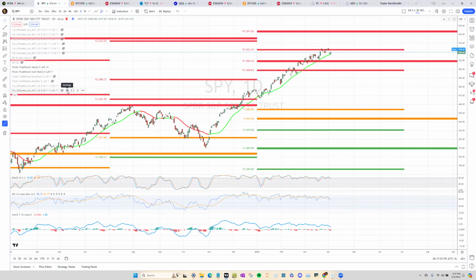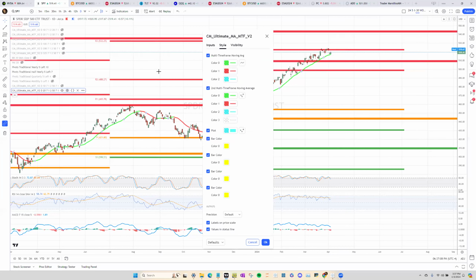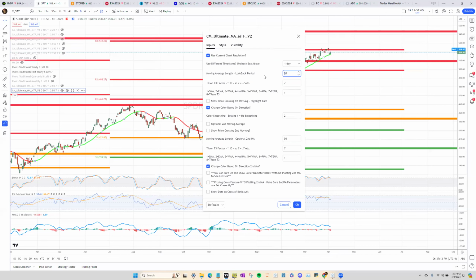So I like a slightly different version. I'm going to settings. I'll just show you how, as an example. Inputs: I'm going to start with the 10 MA instead of the 20, so just changing that to 10. I don't touch this. Change color based on direction, yes. And I'm going to uncheck this. I'm not using the second MA. I'll explain why in a minute.